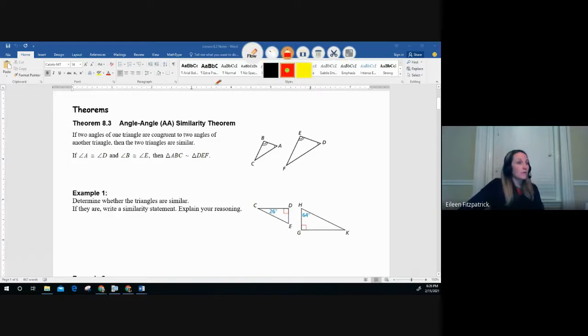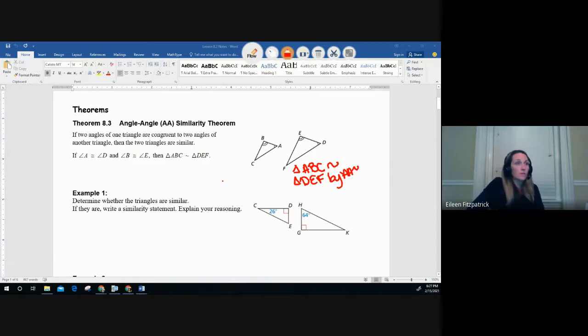Okay, so we have this theorem called the angle-angle similarity theorem. This theorem states that if two angles of one triangle are congruent to two angles of another triangle, that's enough information to say that the triangles are similar. So here I have angle A is congruent to angle D, and angle B is congruent to angle E. With that information, I'm allowed to now say that triangle ABC is similar to triangle DEF by AA similarity.